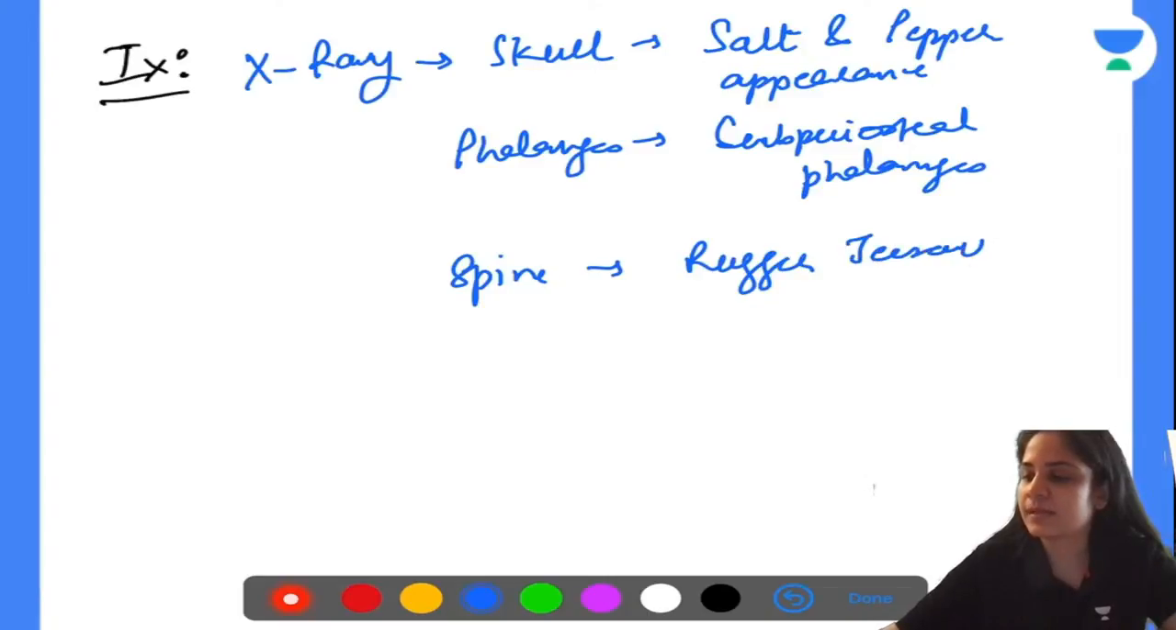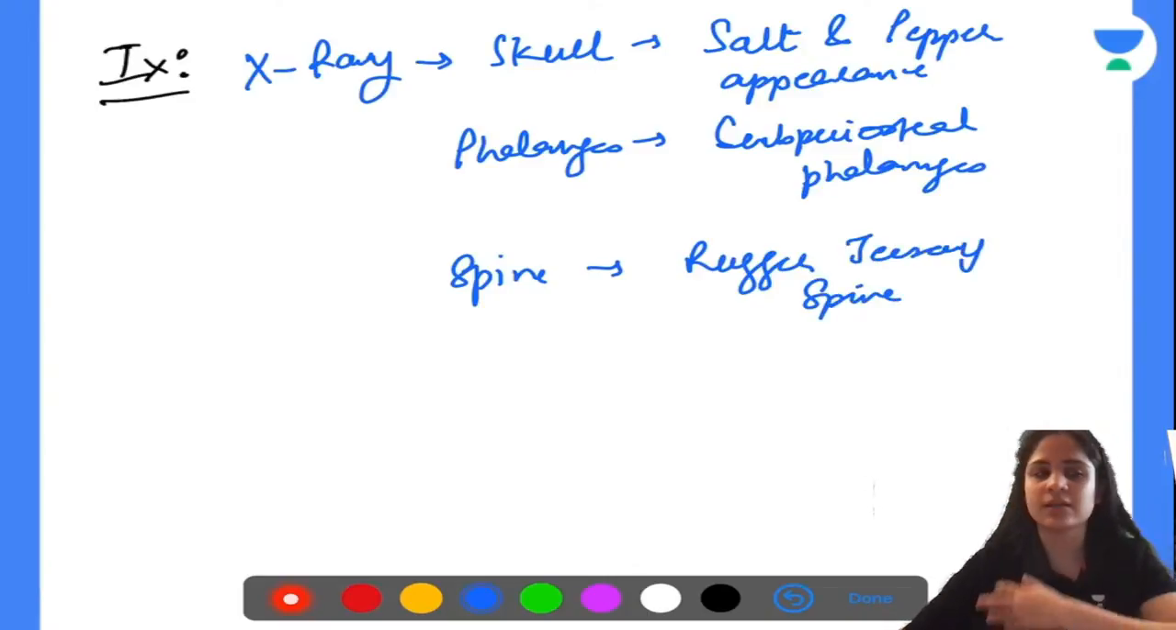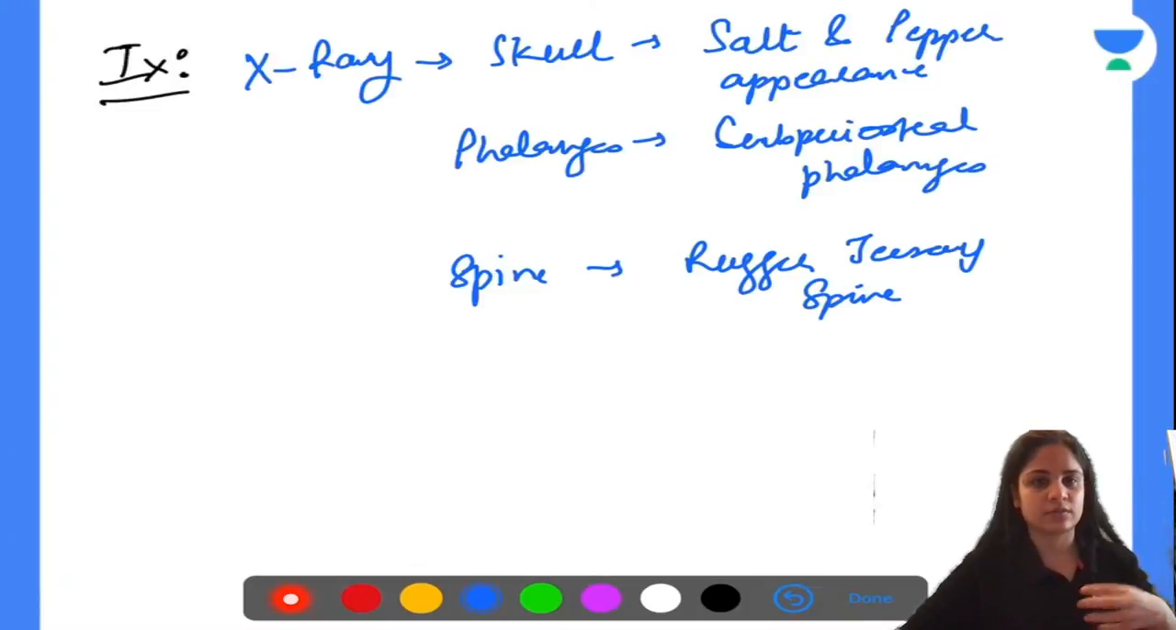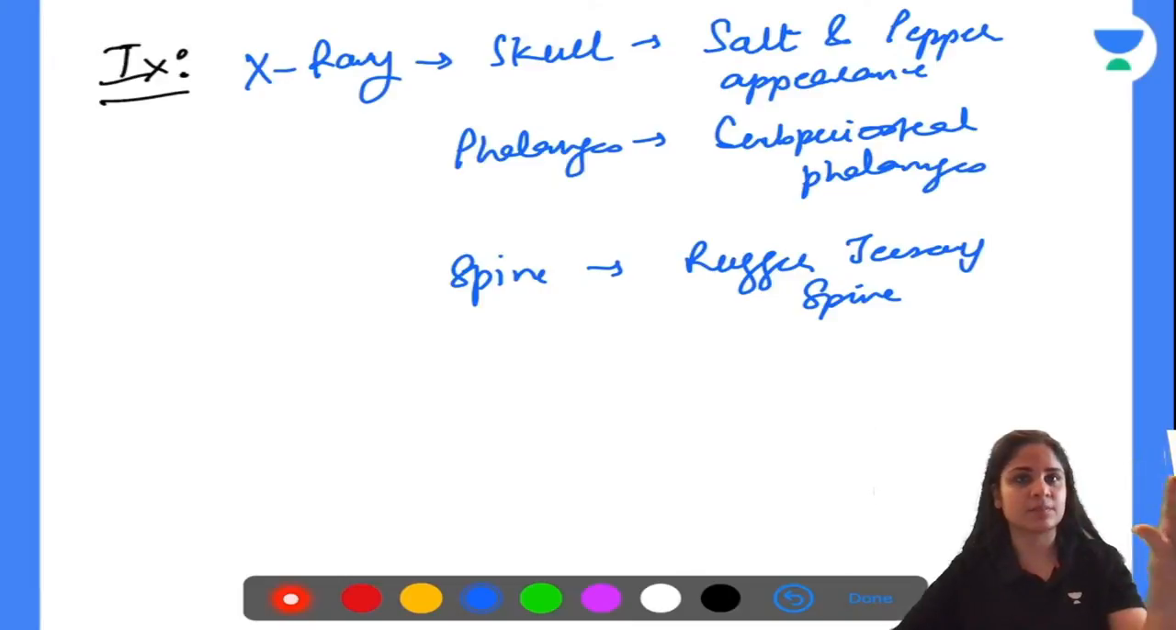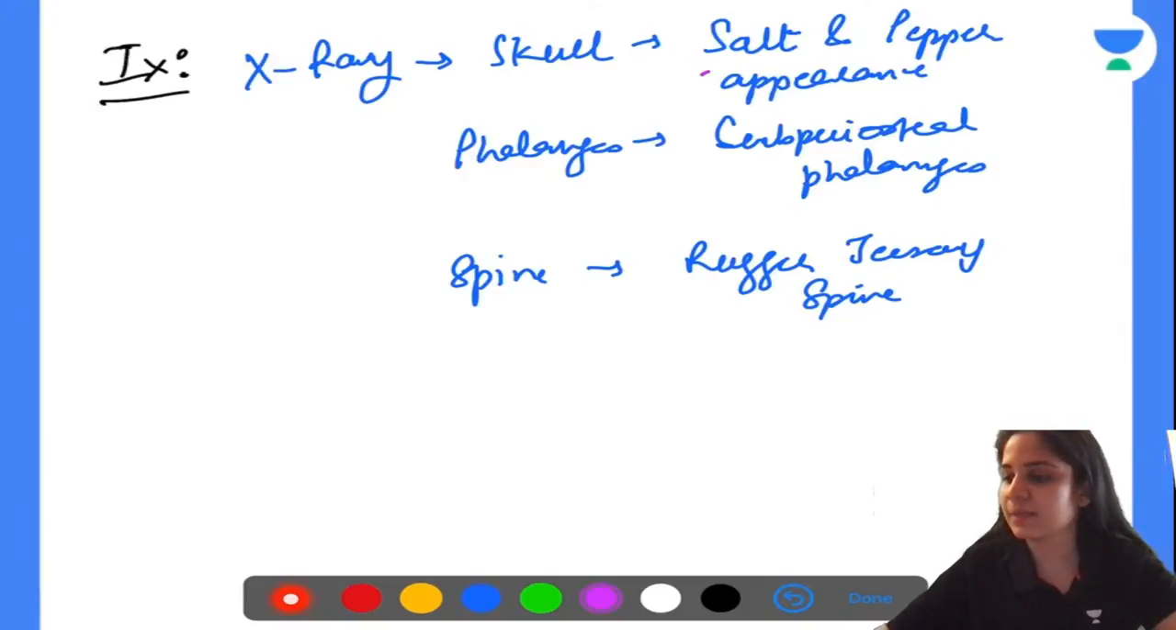What is rugger jersey spine? Rugger jersey means jo jail mein pehente hain na, alternate black and white stripes wala jersey. Vaise you will see alternate white where the bone is deposited and black from where the subperiosteal resorption has taken place. Okay, so these are the three appearances. This is skull and spine ka important hai.